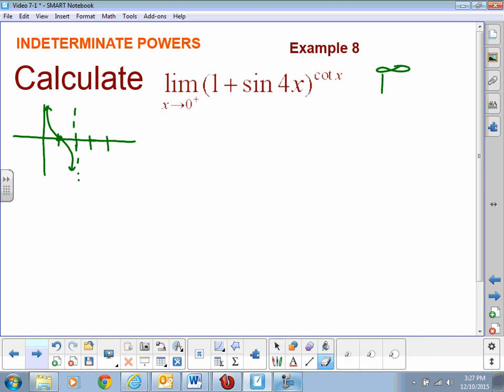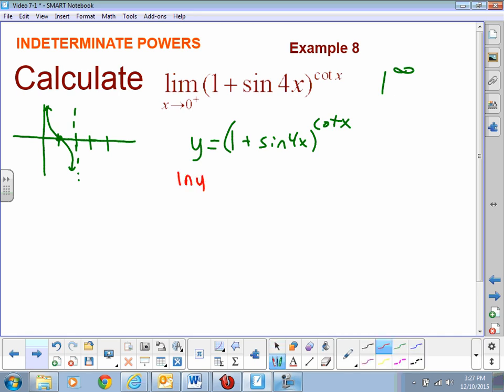That is one of our indeterminate forms, 1 to the infinity. So we will take the natural log. We'll think of y as y equals 1 plus sine 4x, all raised to the cotangent x. We'll take a natural log of both sides. And that will allow us to swing the cotangent x out front.